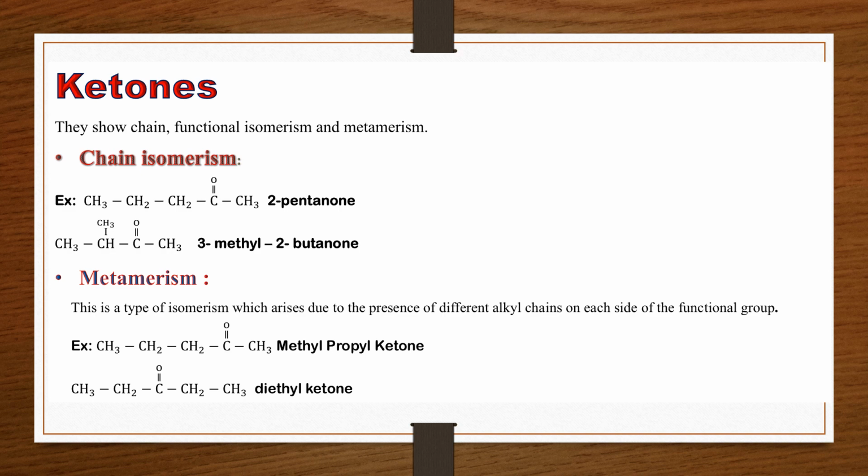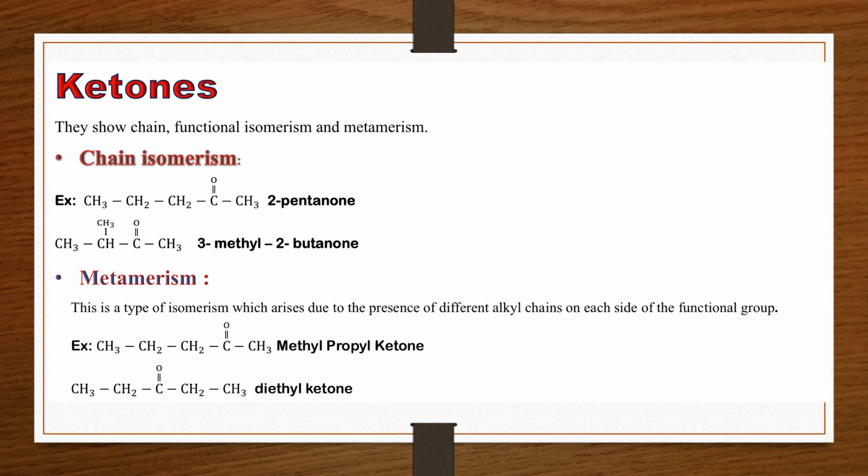What is metamerism? This is the isomerism which arises due to the presence of different alkyl chains on each side of the functional group. Once again, it is the isomerism which arises due to the presence of different alkyl chains on each side of the functional group. Look at the example given.